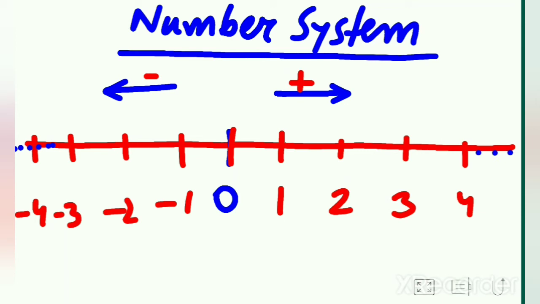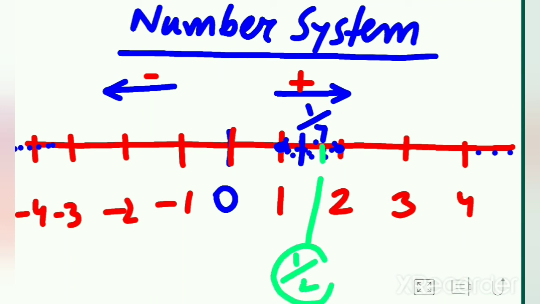So in this 1 and 2 there are billions of numbers. So in these billions of numbers, if I choose one, it can be 1 by 4. Another number could be 1 by 2, that is half.